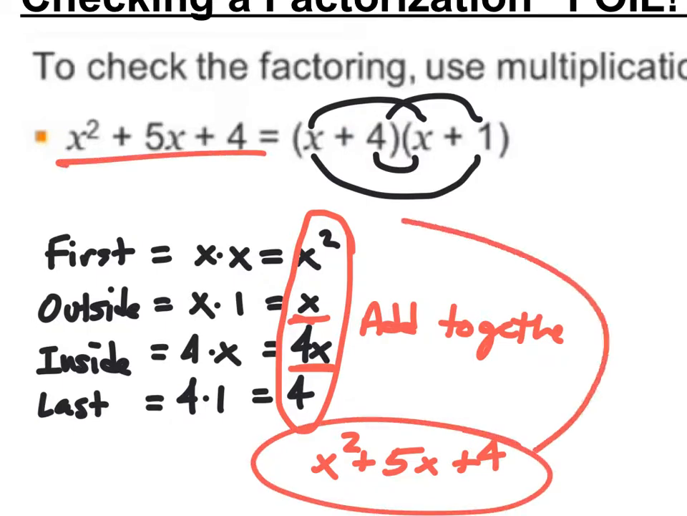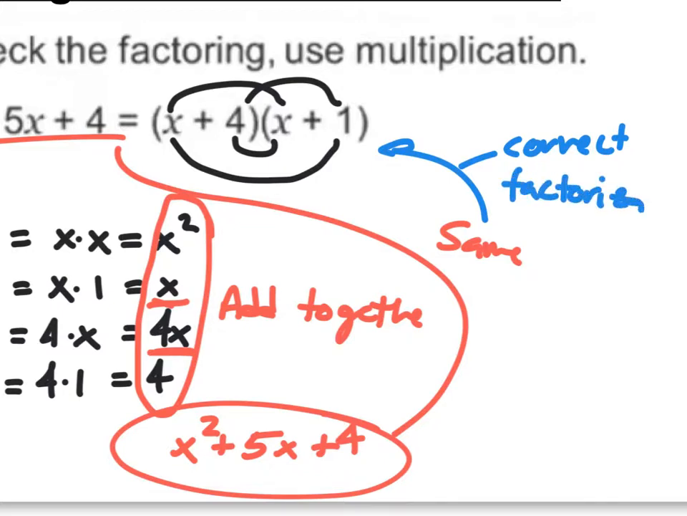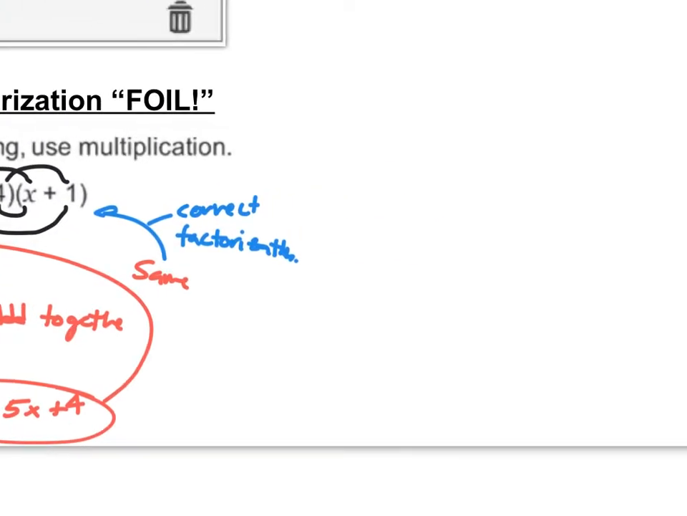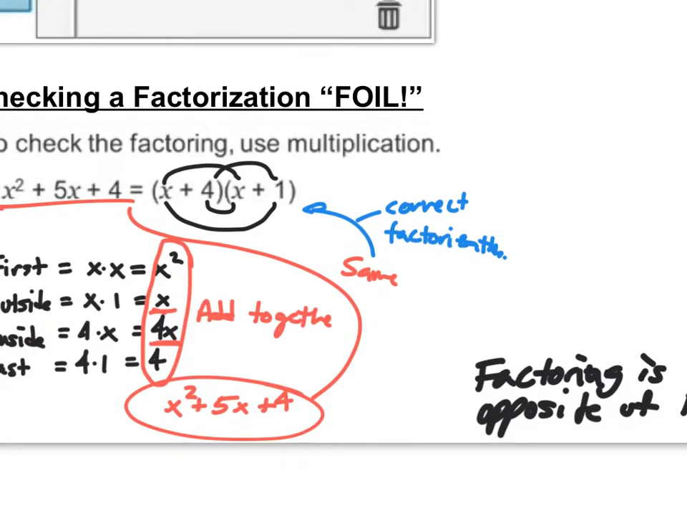And so because these are the same, then we know that this is the correct factorization, and we'll call that the factorization. And remember, guys, that when you factor something, factoring is just the opposite. So factoring is the opposite of foiling. And that's it. And foiling really is just using the distributive property, but foiling is a way for us to remember.